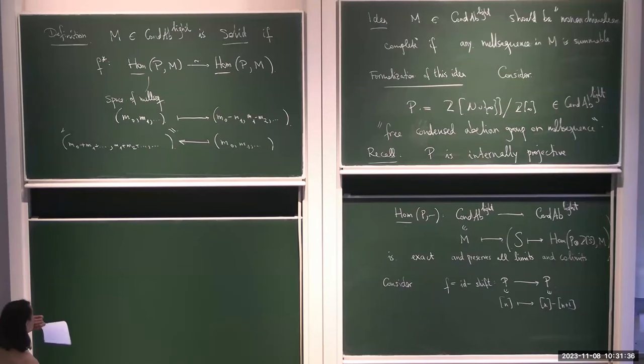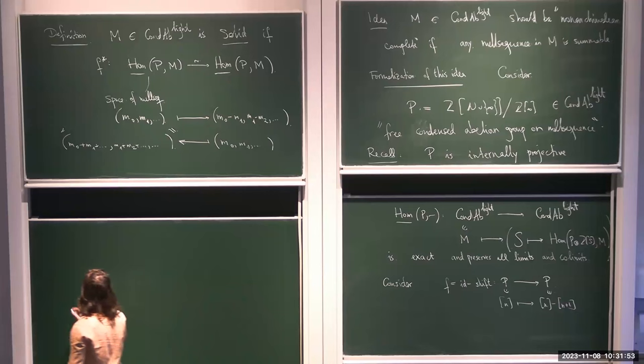Okay, and so the goal of today's lecture is to somehow understand the category of solid abelian groups. And in the original approach, proving that this is a well-behaved category was actually the last thing one could really prove. In this setting, it's actually the first thing one can prove.